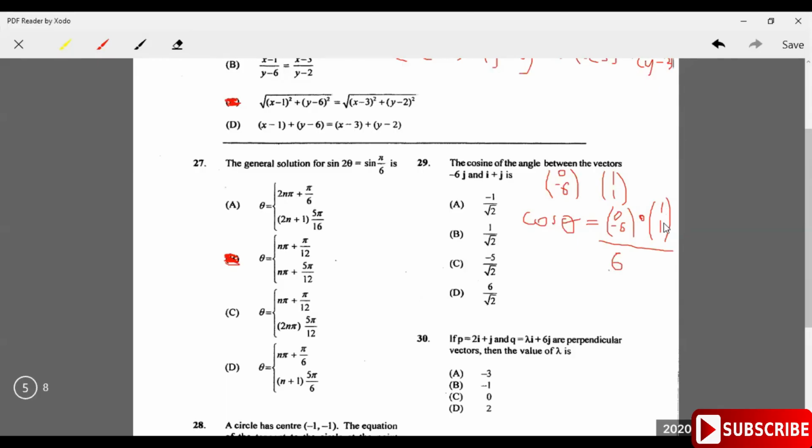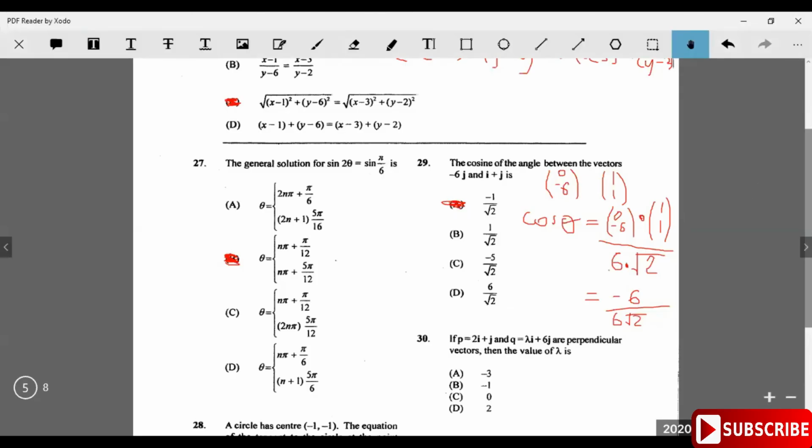Now we have the point 1, 1. Now 1 squared plus 1 squared all square rooted, that's 1 plus 1 is 2, so we have the square root of 2. And then the cosine of theta is the dot product. The dot product is 0 plus -6. And so the cosine of the angle is -6 over 6 root 2. Now the 6's are going to cancel, and so this 6 cancels this 6 to get -1 over root 2. That's an easy question.